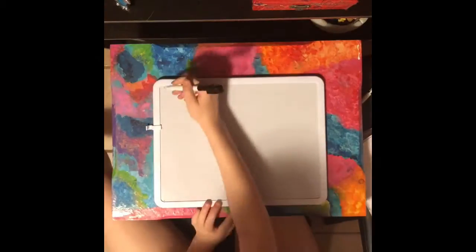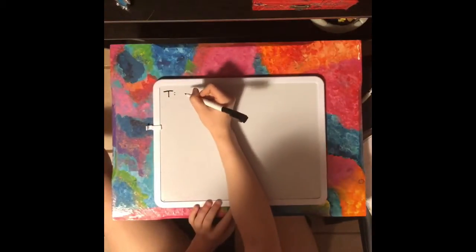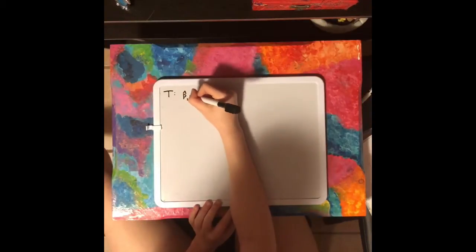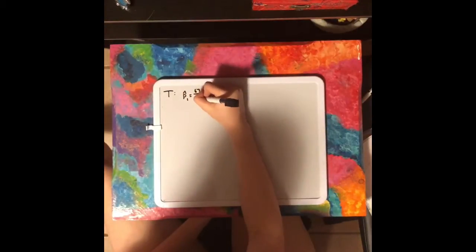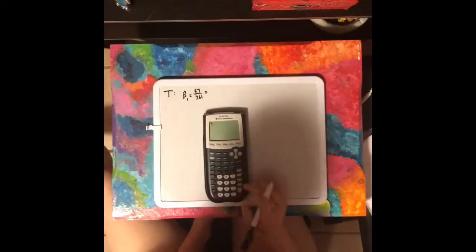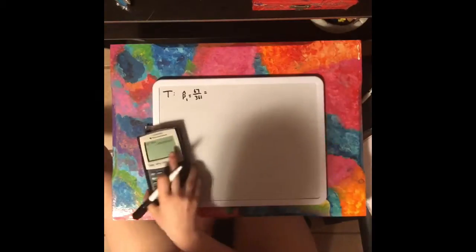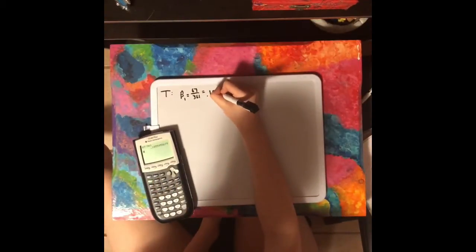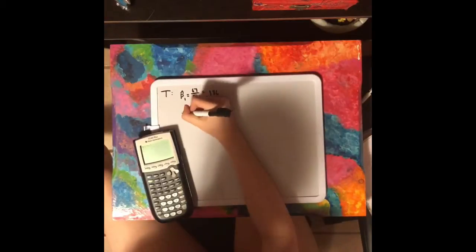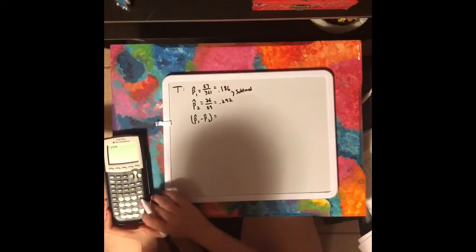T is where you calculate your test statistic. For 2-proportion z-tests, you have to be a little creative. First, you'll find your p-hat 1, and then you'll find your p-hat 2, and then you'll subtract p-hat 1 minus p-hat 2 to get your overall p-hat.